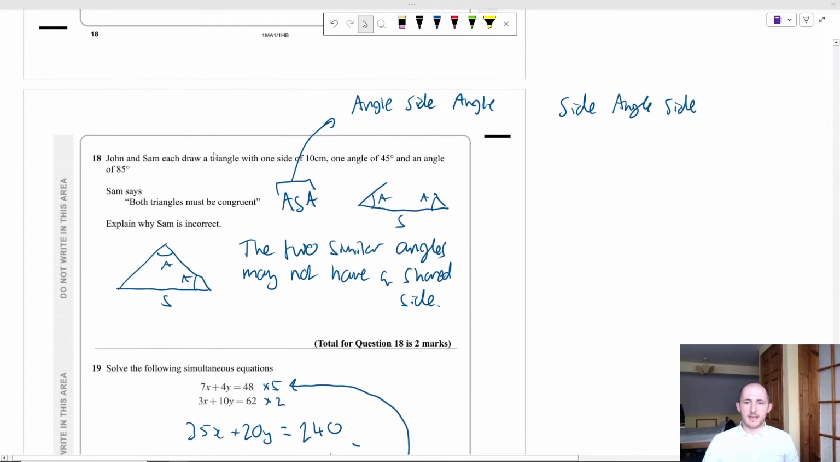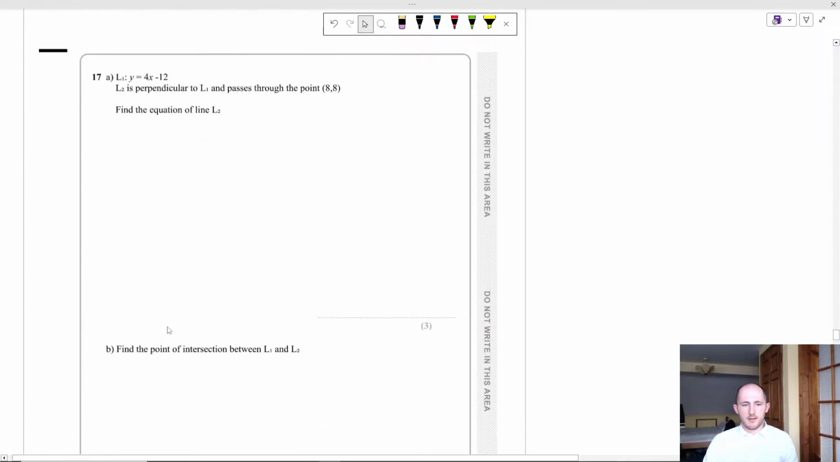So what I'm saying is, when we say must, we mean in all cases, right? In all cases. But that's not necessarily true, because it might not be that case. So yeah, it might be the shared side, or it might not be. We don't know, and we can't tell.